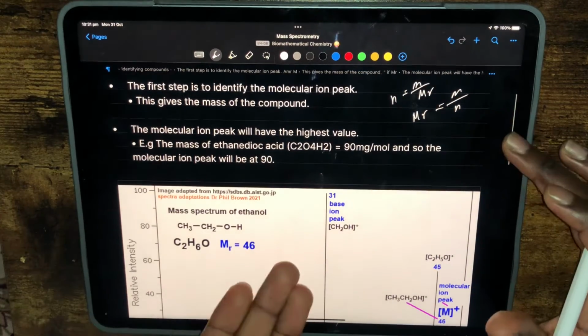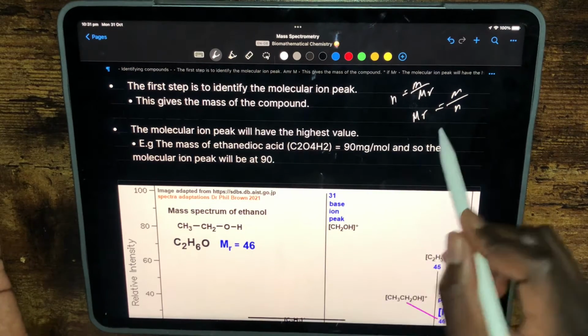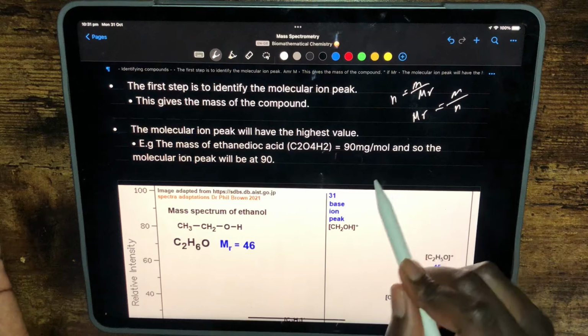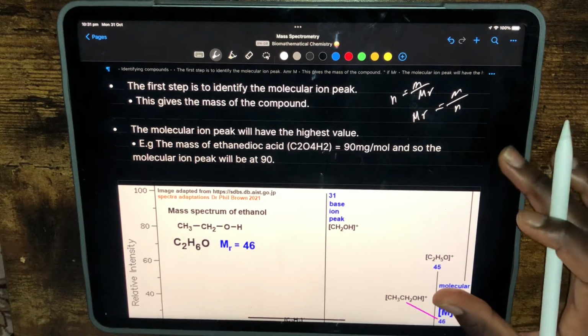But if you're doing the same theory again with ethanedioic acid, it has an MR of 90 grams per mole, and so the molecular ion peak will be at 90.